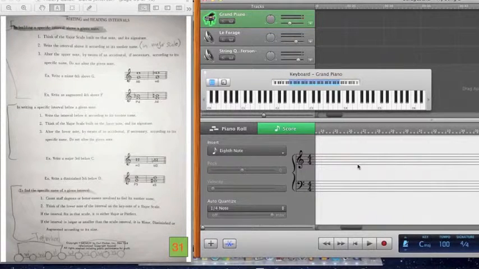Chapter 3.5: Writing and Reading Intervals.